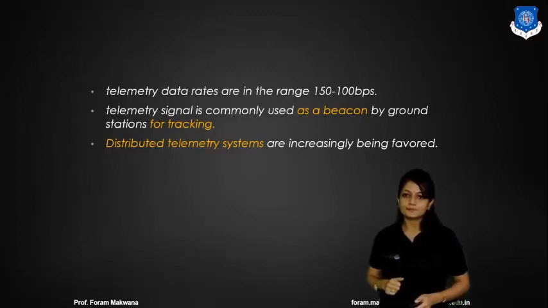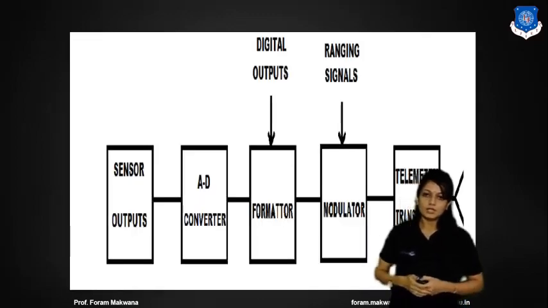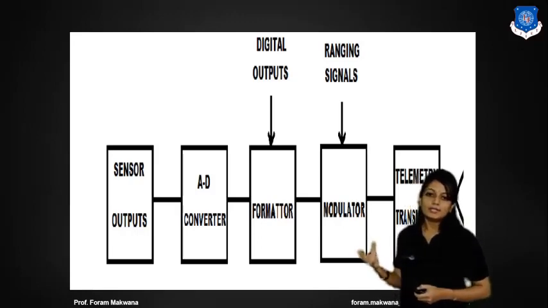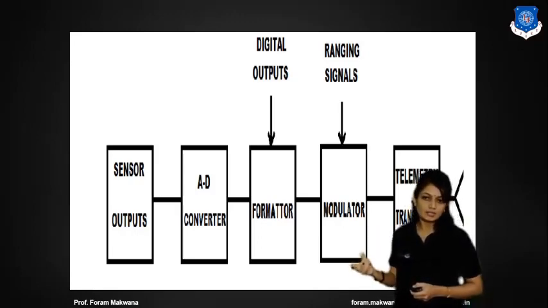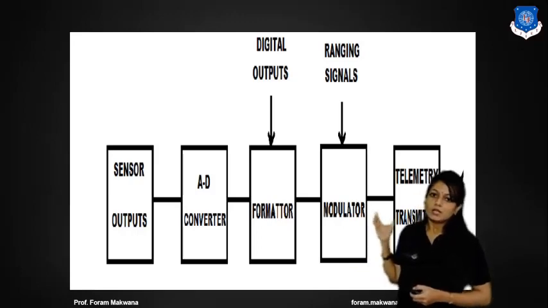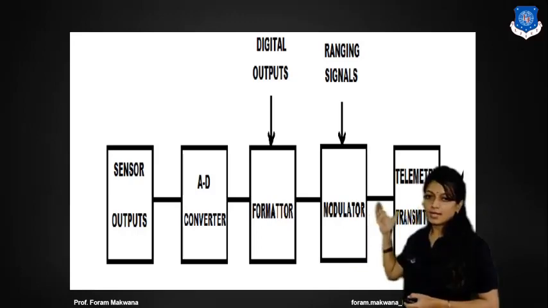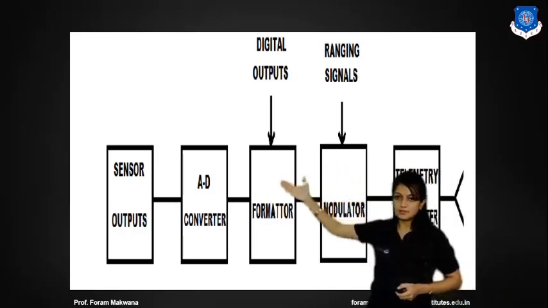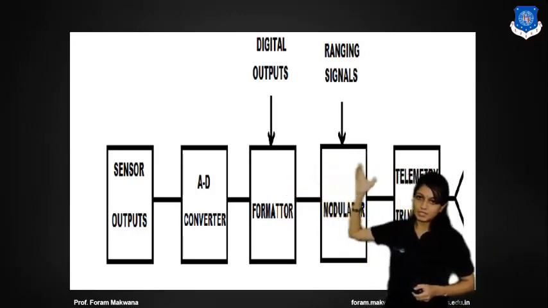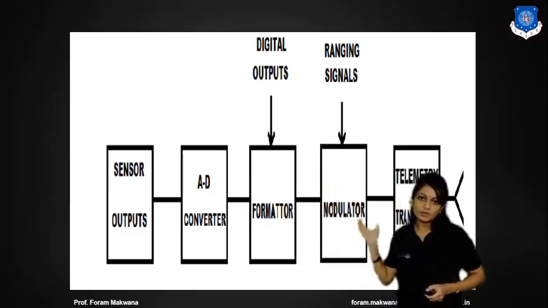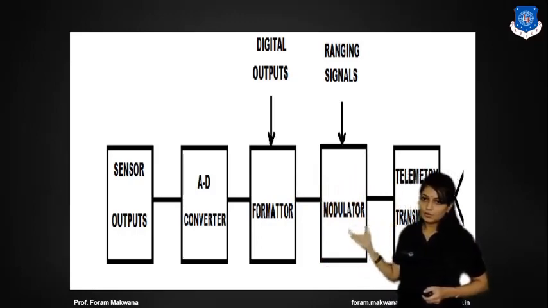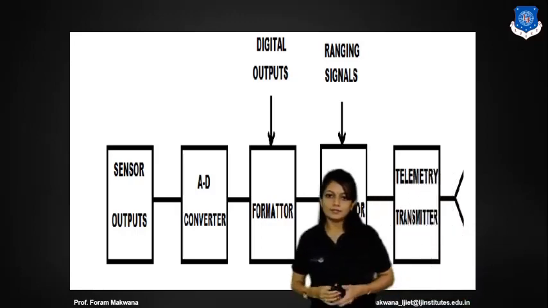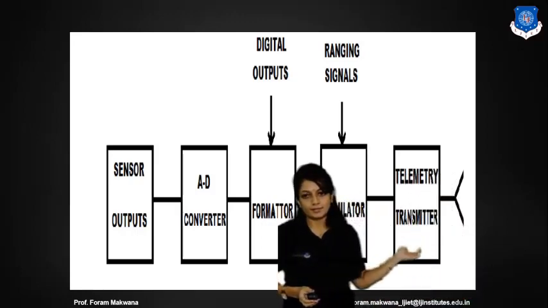Alright? See, over here, the telemetry, tracking and command monitoring system. This is the block diagram of the telemetry system. You can see over here, the first block is the sensor, then the A2D converter, operator, modulator, and the telemetry transmitter.